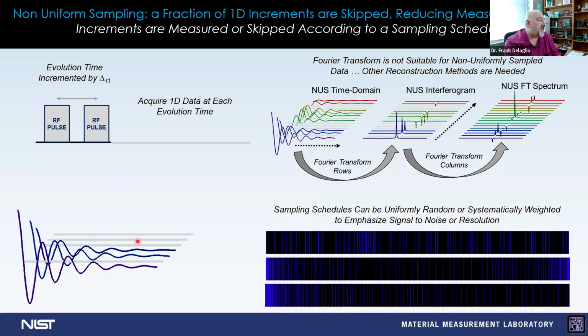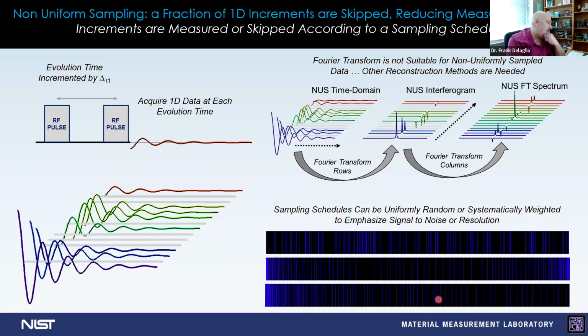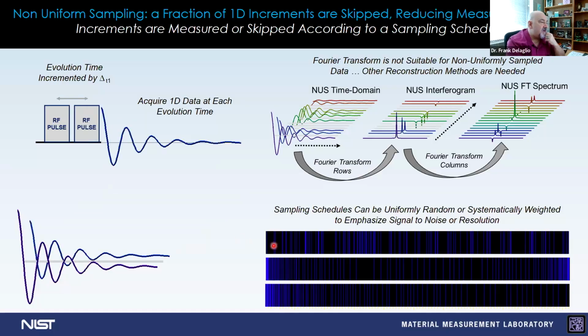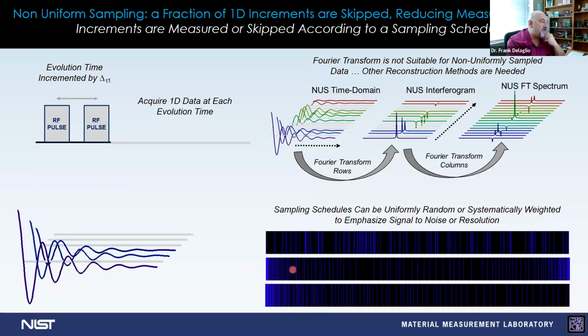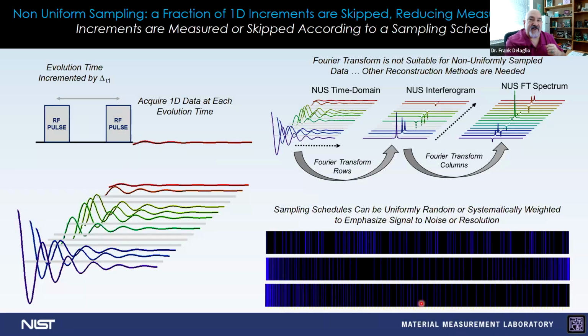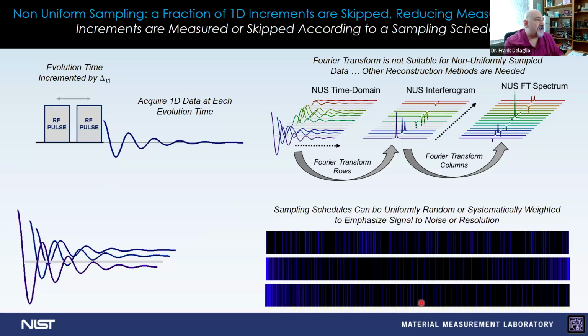And we can skip the measurements according to different patterns that we'll talk about in detail, especially when our colleague Professor Rovnyak is up speaking. And so we can have a sampling schedule that can be uniformly random. We can have a sampling schedule that's very dense at the beginning or dense at the end or both. And these will have different properties in terms of the information that they capture and the kind of spectrum that they can reconstruct.